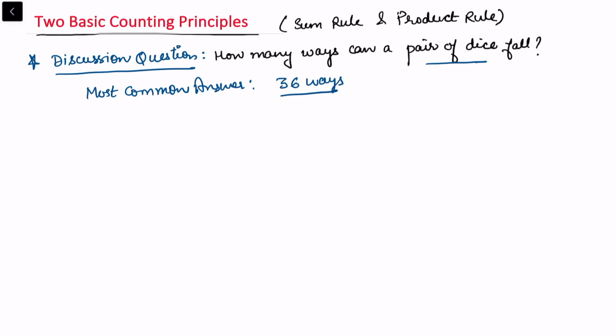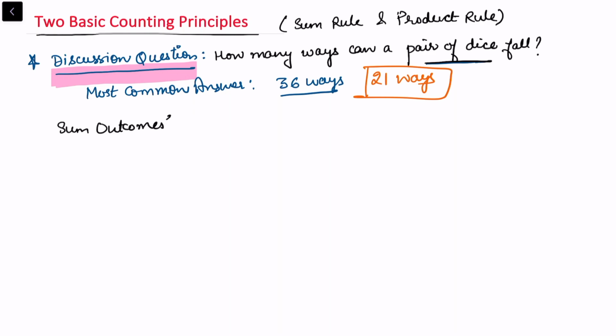But since I am mentioning that this is a discussion question, I am claiming that this answer may not be 36 ways, but the correct answer could be considered as 21 ways. So let's see how I got this 21 ways. Because it's a pair of dice, we consider all possible outcomes in the sum form. For this, there are only 11 ways, because the sum can be minimum 2, and it can be 3, 4, 5, 6, 7, 8, 9, 10, 11 and 12. This is the maximum possibilities for the sum.